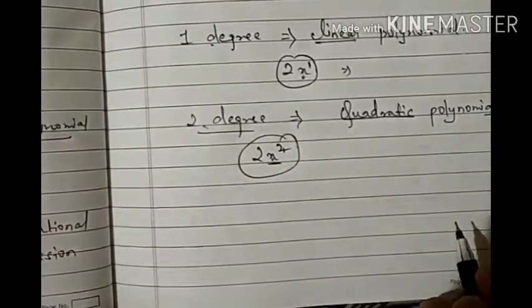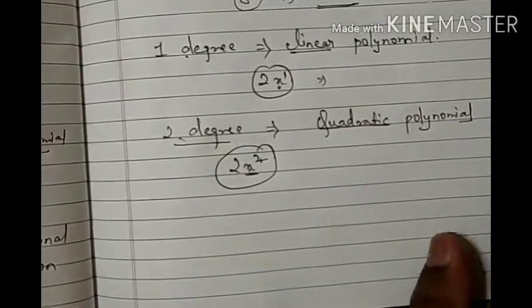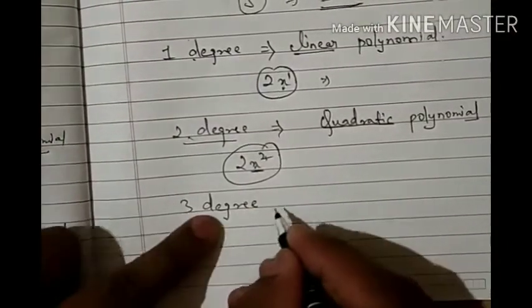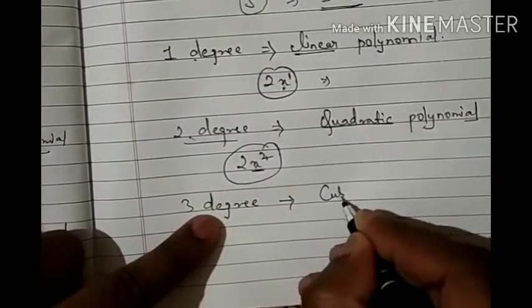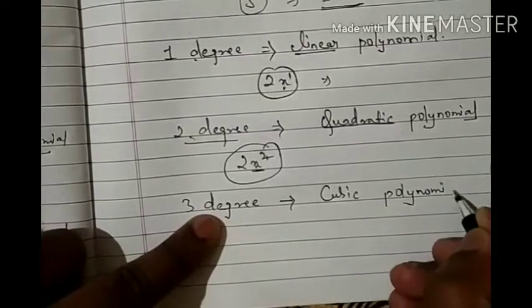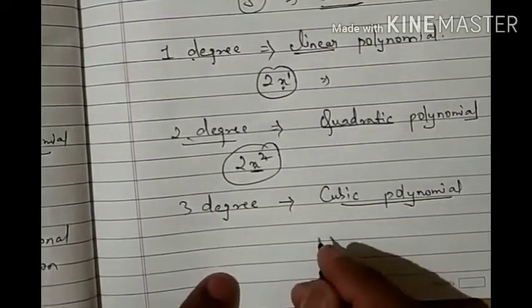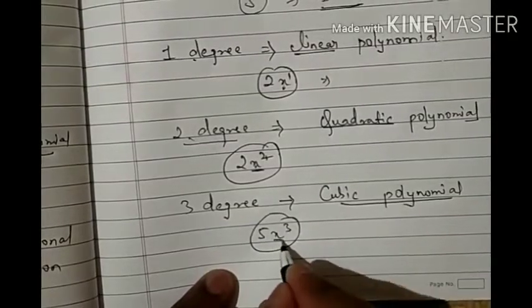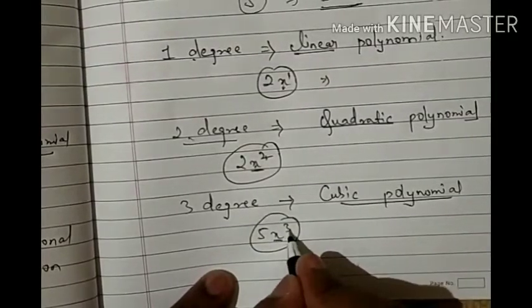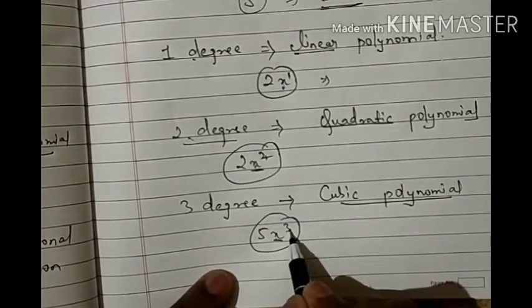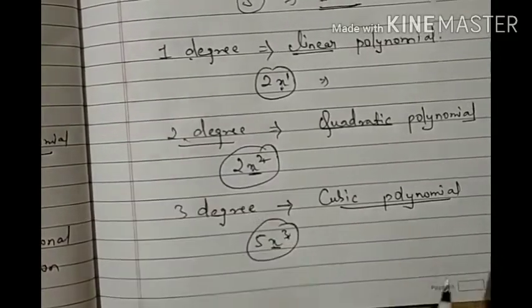Similarly, 3 degree. What do we get? We get a cubic polynomial. That is 5x cube. What is the highest power of x? The highest power of x is 3. In any expression, if the highest power involved is 3, we get a cubic polynomial.